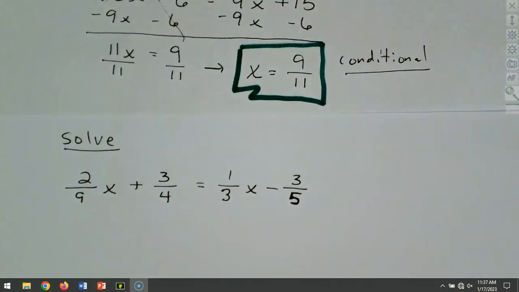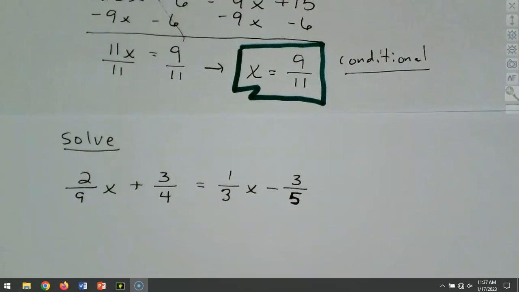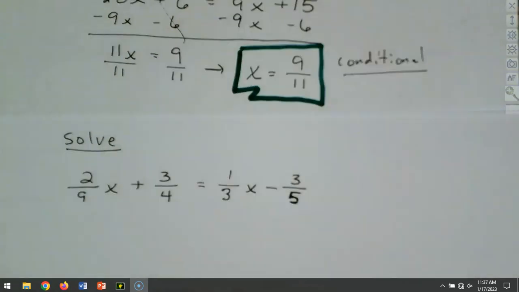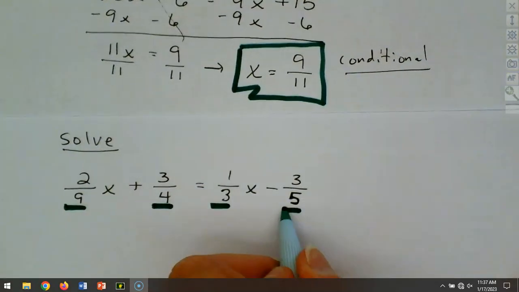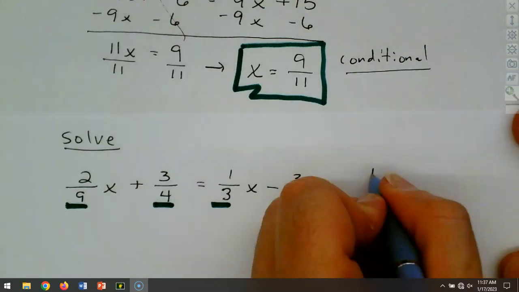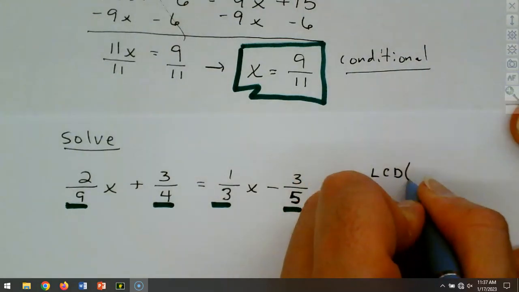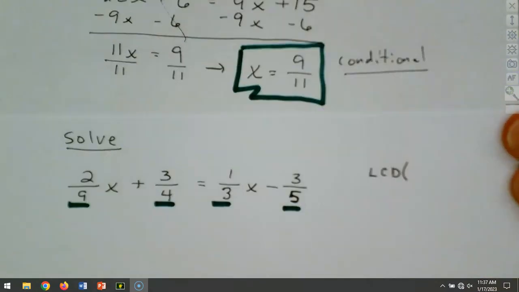So what we're going to try and do is clear out these fractions. Now, I've got lots of denominators, so I'm going to work with them in pairs. We've got to work with all 4 of these different denominators, so we're going to do them in pairs. It doesn't matter how we pair them up. We're just going to work with them.